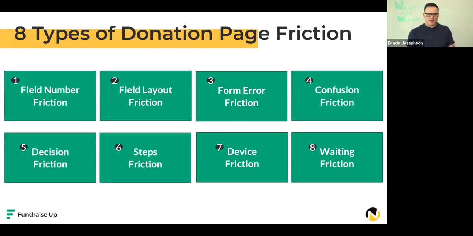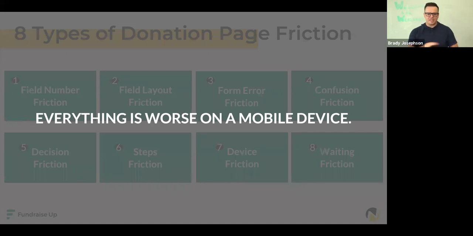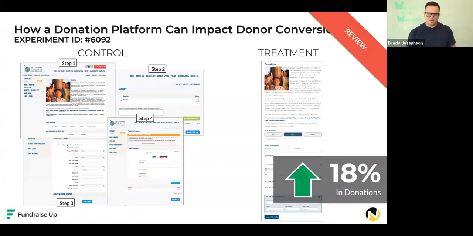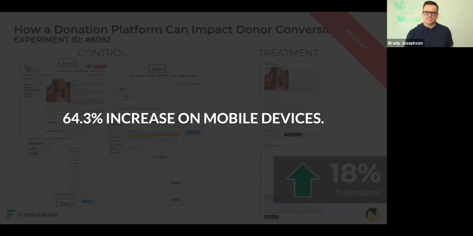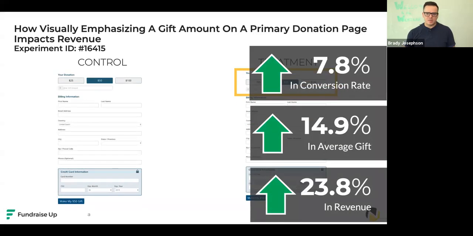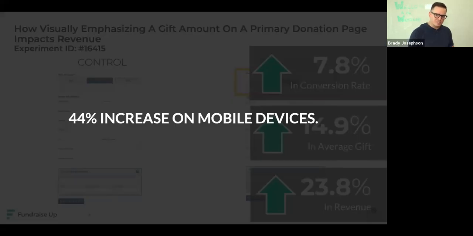And one thing to keep in mind with friction: everything is worse on a mobile device. Field number, field layout, form error, confusion, decision, steps, device waiting, everything is compounded on a mobile device where you're moving faster and you're on a smaller screen. By reducing the number of steps, they actually saw a 64% increase on mobile devices. This little social nudge to say maybe you should give this much actually helped increase giving 44% on mobile devices. So reducing friction is even more important if you want to have success on a mobile device.